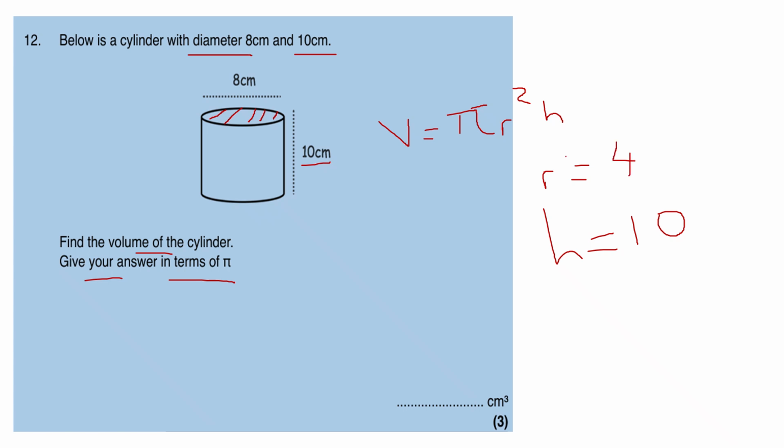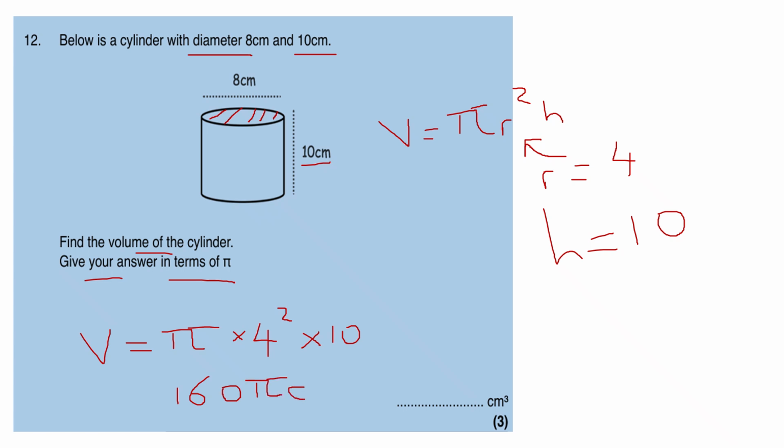I can now plug this into my formula to work out the volume, which is V. So V is equal to pi times 4 squared times 10. So pi multiplied by 4 squared multiplied by 10. 4 squared is 16, times it by 10 is 160. So we have 160 pi. And the units for volume is centimeters cubed.